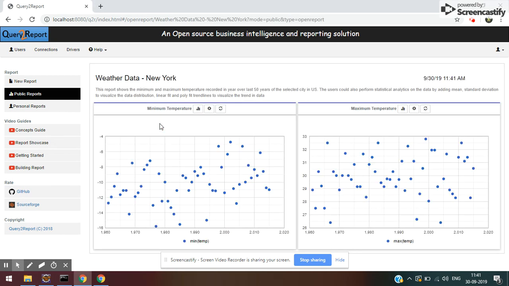The first report shows the minimum and maximum temperature in a year for the city of New York over the last 50 years. Let's now perform a series of statistical analyses on the data. Let's first plot the mean. We get a mean value of minus 10 degrees Celsius for minimum temperature and plus 30 degrees Celsius for maximum temperature. Let's now plot standard deviation.